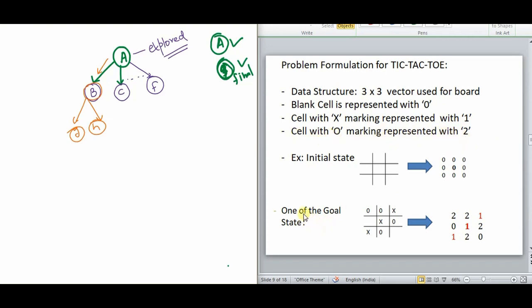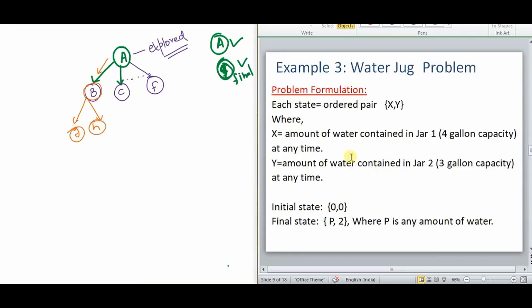So for example, one of the goal states can be written in this particular fashion. I just told you O means 2, X means 1 and blank cell is 0. So here O means 2, X means 1, blank means 0, X means 1, O means 2, X means 1, O means 2 and blank means 0. So this particular goal state can be represented like this. This is how the problem can be formulated.